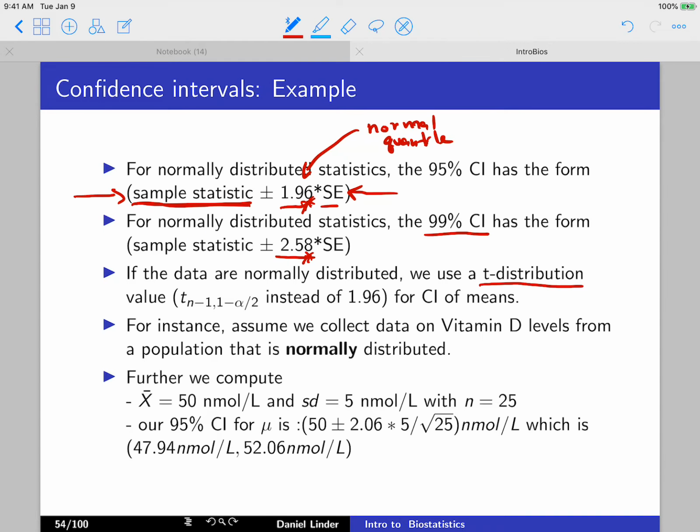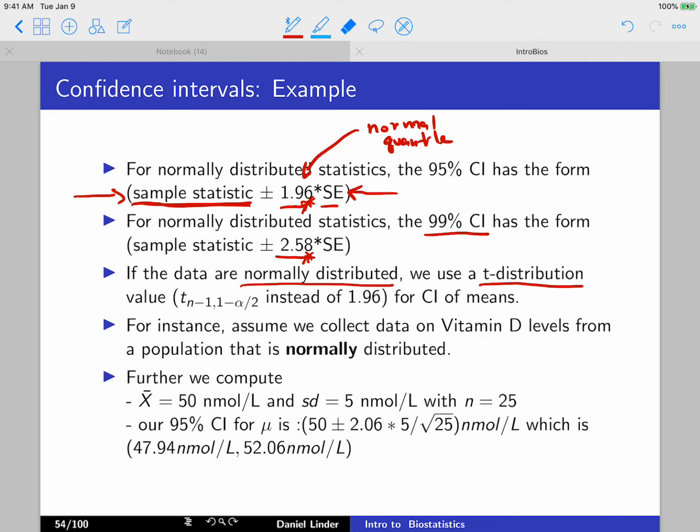And if we're talking about means and we're talking about data that comes from a normal distribution, it's actually this t-distribution that we use to form confidence intervals for means and to do hypothesis tests.